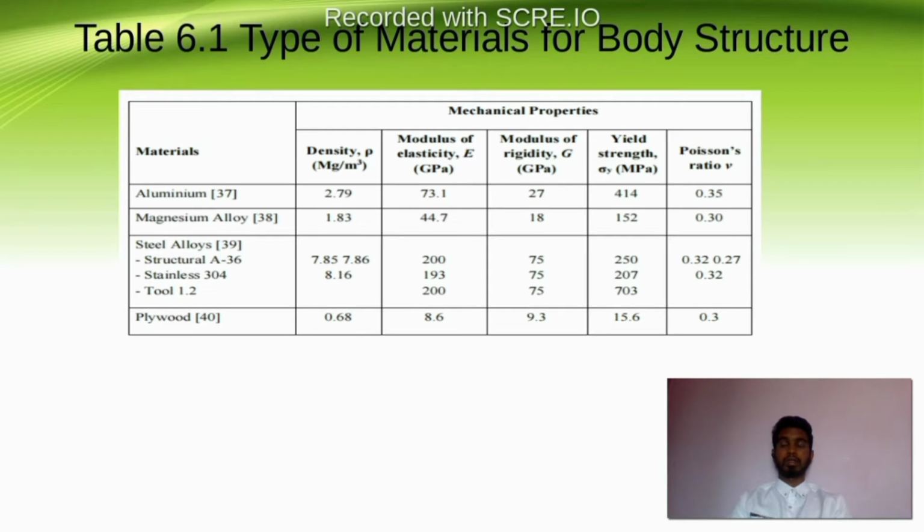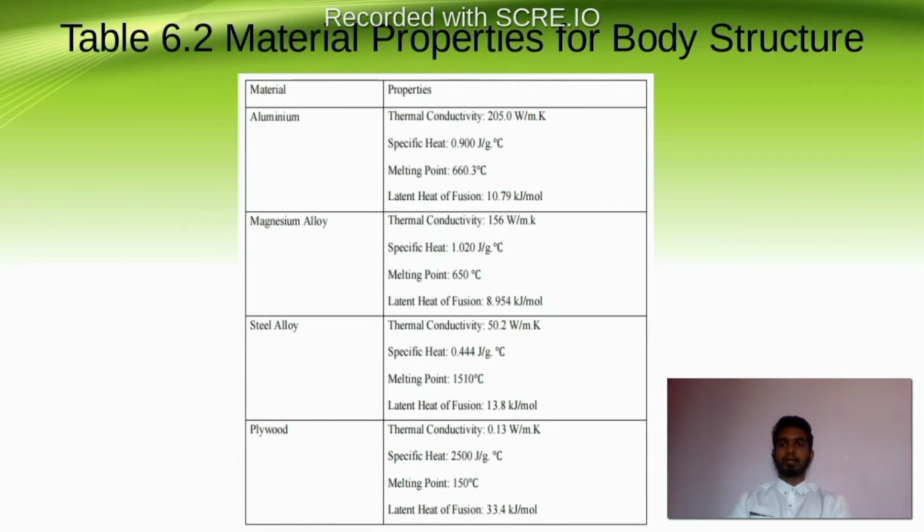The materials chosen are aluminium, magnesium alloy, steel alloy, and plywood. And for the mechanical properties, it states the density, modulus of elasticity, modulus of rigidity, strength, and Poisson's ratio. So table 6.2 shows the material properties for the body structure. The same thing, aluminium, magnesium alloy, steel alloy, plywood, and the properties of each material.